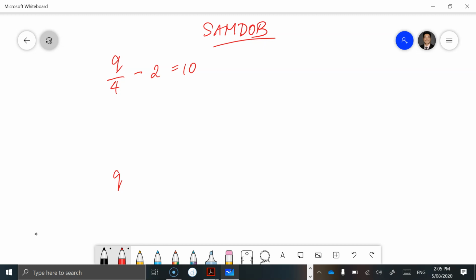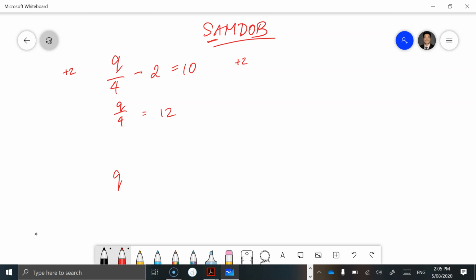But SAMDOB is the first thing. Subtraction and addition, we've got this part here. We've got a minus 2. So we're going to add 2 to both sides. Okay, remember, whatever we do on one side, we do the same thing to the other. And we'll end up having q over 4 is equal to 12 because 10 plus 2 equals 12.